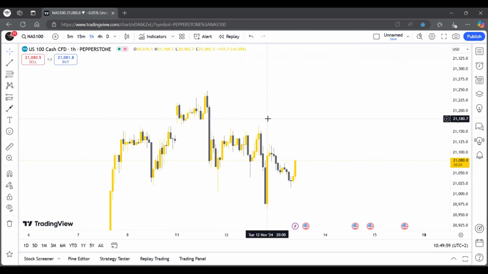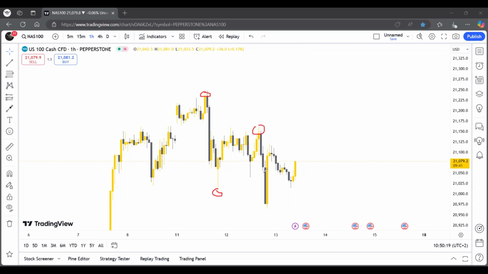Okay, now let's just break down the structure. So first of all, the first tip that I always advise on this channel is you understand trend trading. The trend is your friend. So that's the first tip. So in this regard, we did have higher highs, we did have lower lows, lower highs.